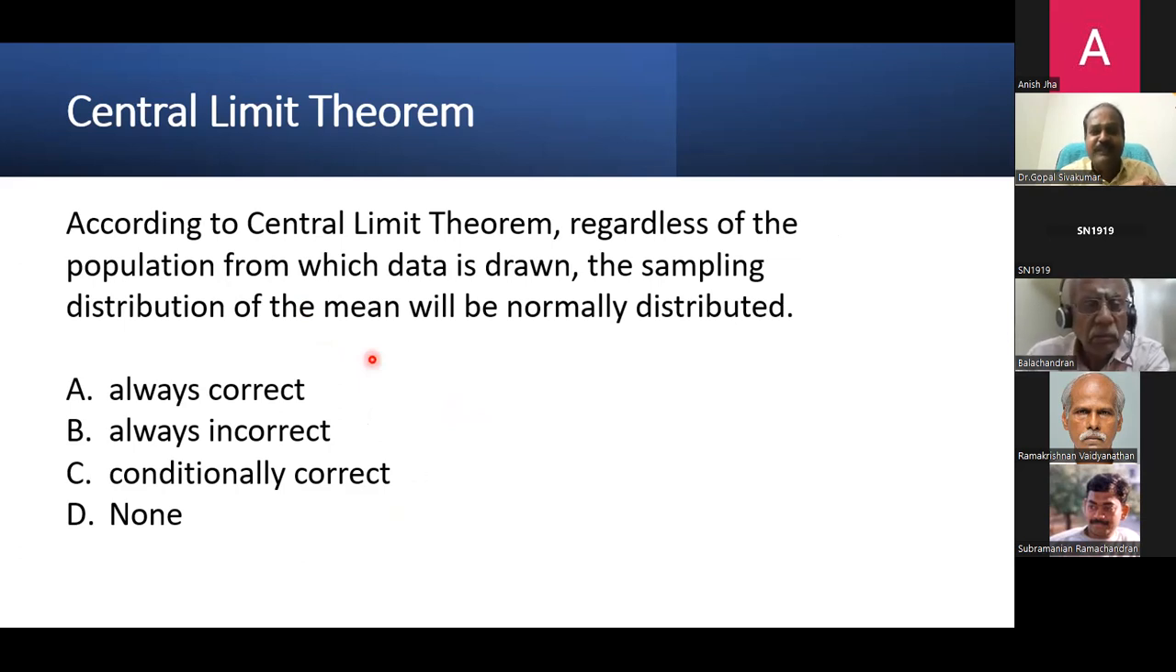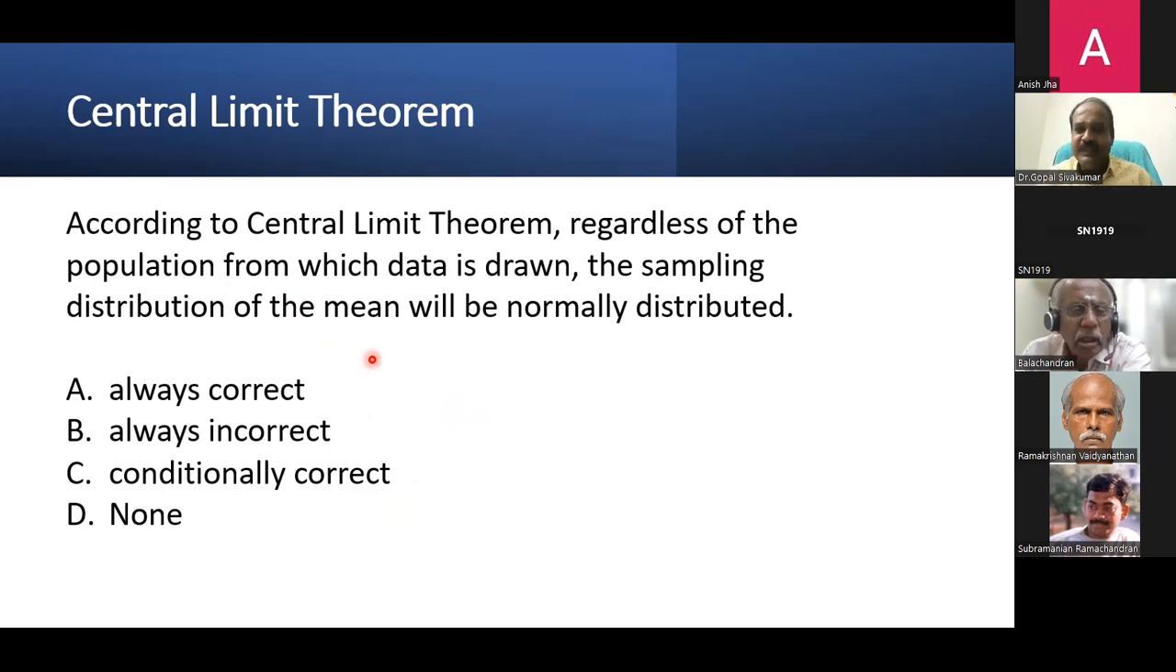What is the answer? None. No. Okay. How about others? Always correct. Okay. Any other option? Anybody want to choose? Which of the options is correct? The distribution of the mean will be normally distributed, regardless of the population. Always correct. Okay.